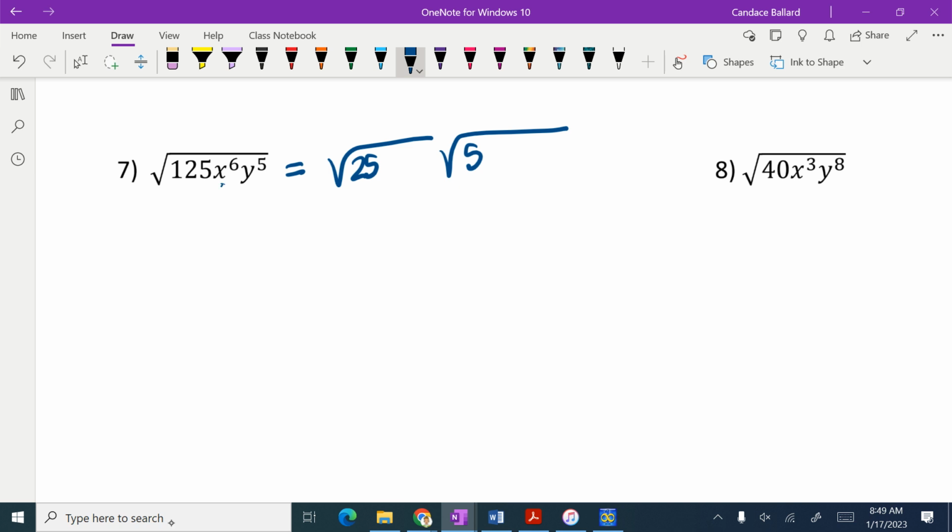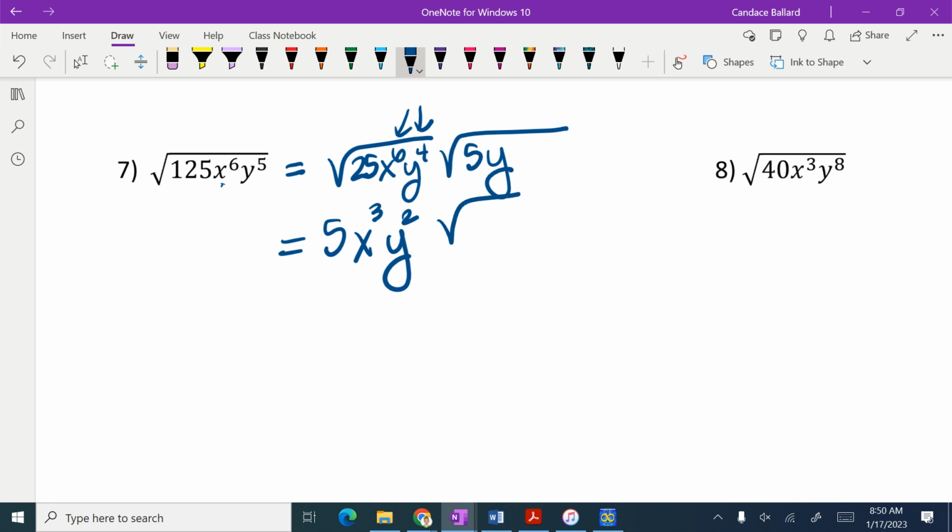Okay. What am I going to pull out for the x's? X to the what? 6. I get to keep all of it, right? Nothing goes in the can't do box. I get to keep all of it in the can do box. All right, what about for the y's? 4, and then what's left over? 1, so just y. Okay. All right, what's the square root of 25? 5, and we're dividing these by what? 2. So x to the 3rd, y to the 2nd, square root of 5y.